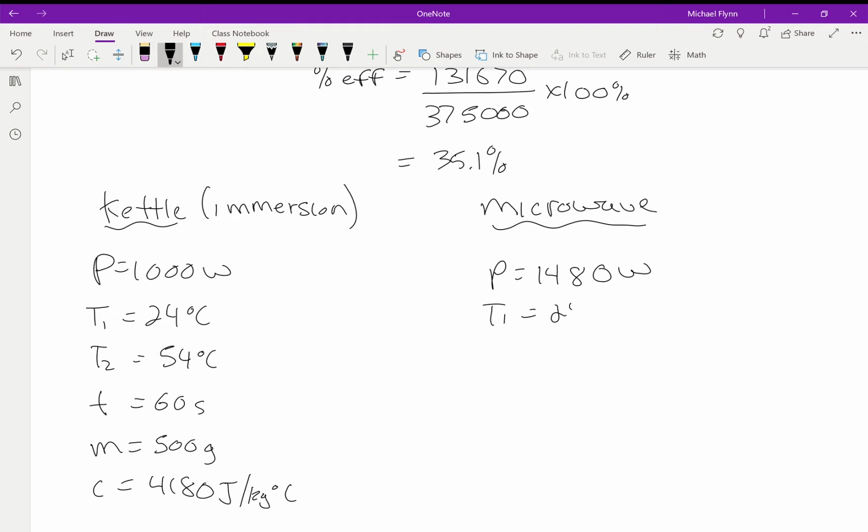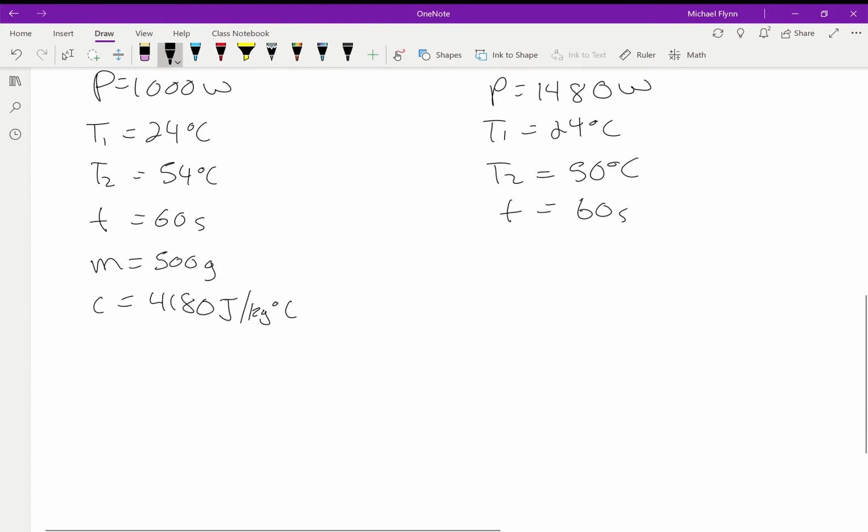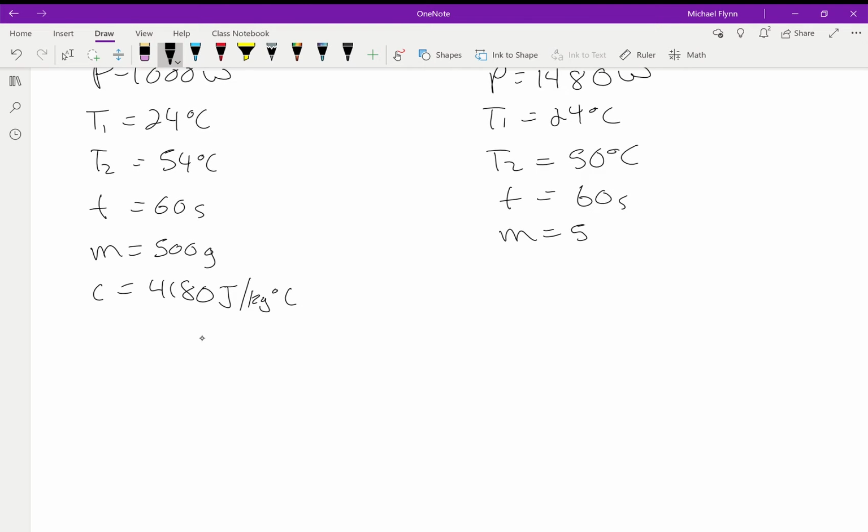T1 was again 24 degrees Celsius. T2 was 50 degrees Celsius. The time is 60 seconds, just like the kettle. The mass was 500 grams. And the specific heat of water is always the same number, joules per kilogram degrees Celsius.